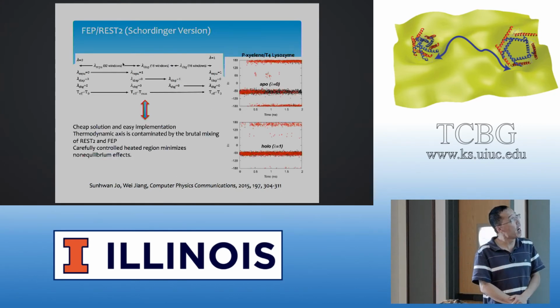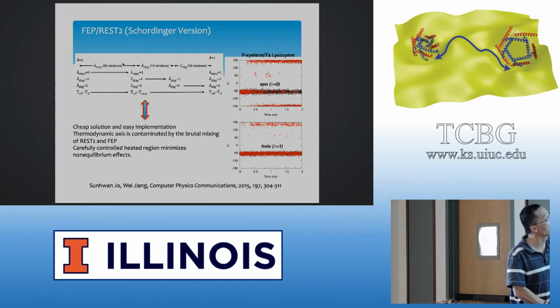So this is the application of REST2 with free energy perturbation, but this is Schrödinger's version, REST2 FEP. Later I will introduce our NAMD version. Schrödinger's REST2 was published in 2011, designed by Lingle Wang, Bruce Berne and Richard Friesner. In their version, each FEP window is directly biased by a REST2.